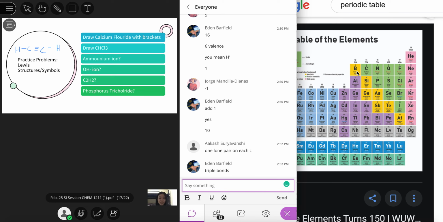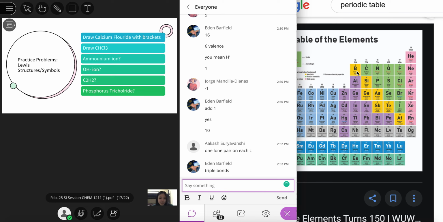Lone pairs you would only use if it already has an octet. That's how you know, Akash. Only for octets that are already full. So we're good on that, I imagine. There are no single electrons on this one.